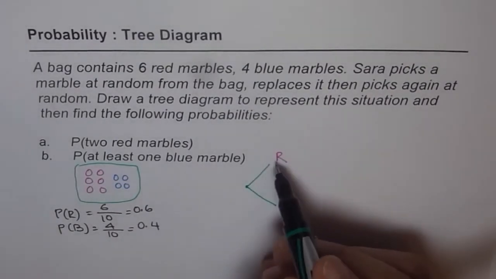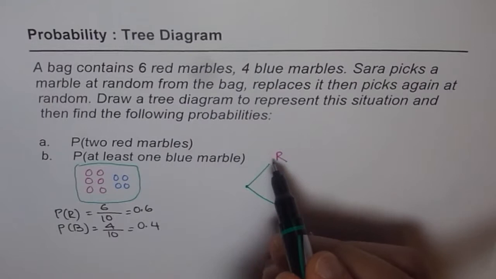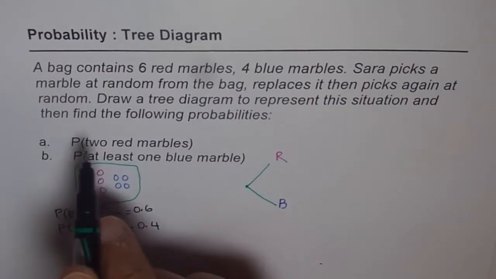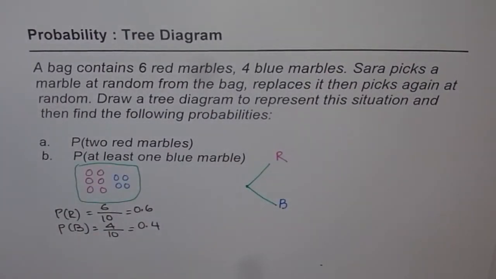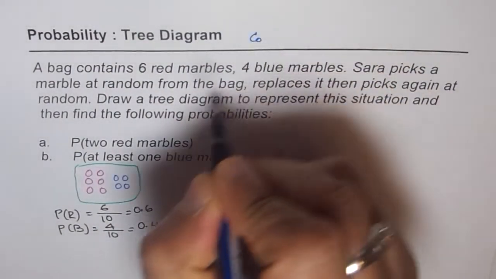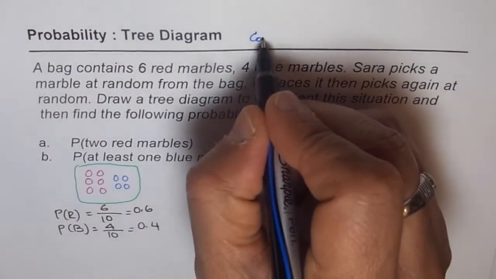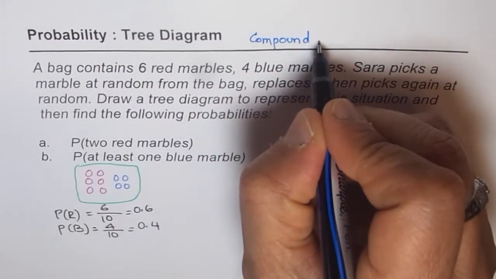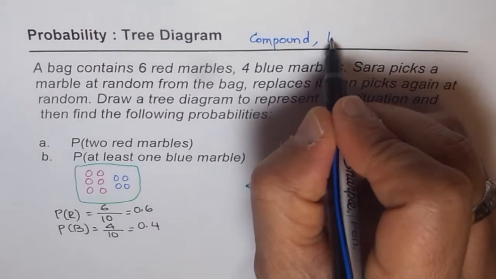Now again, let's say in the first draw she gets red, and then again this has been replaced. Since it is replaced, it is a case of independent probability, right? It is a compound probability. So let's understand what case we have. We have compound probability because there are 2 events happening, and the second thing is it is independent.